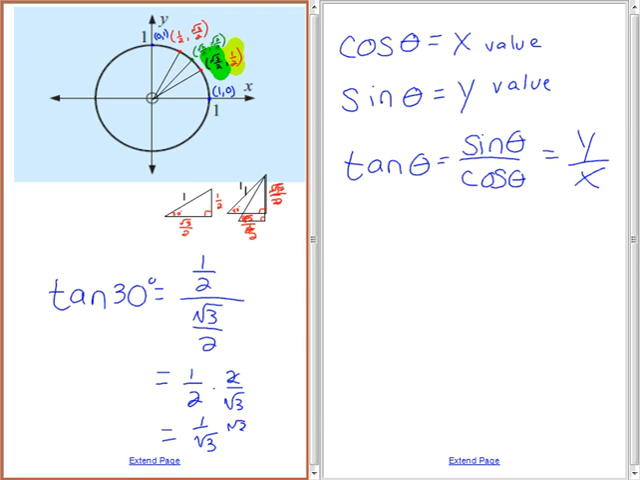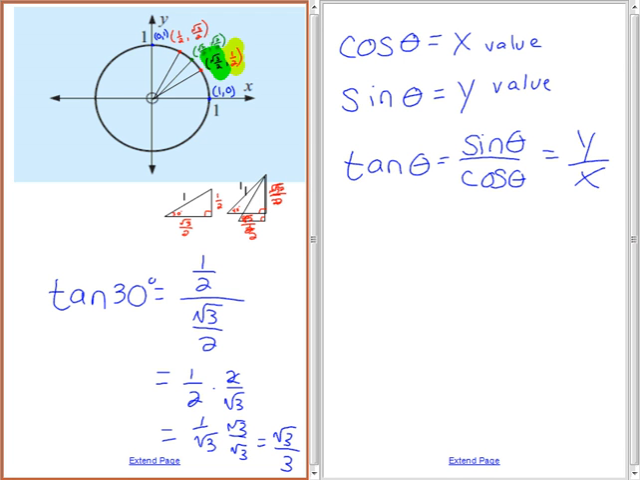Rationalize it. So the tangent of 30 is the square root of 3 over 3. So we did the sine, we did the cosine, we did the tangent. Sine of 30, cosine of 30, tangent of 30.